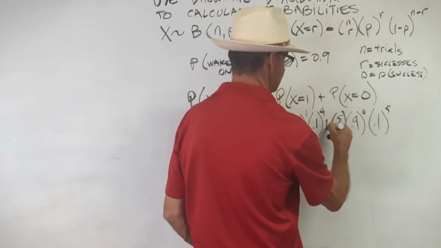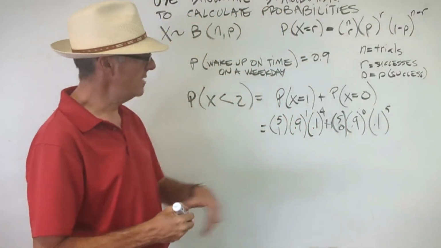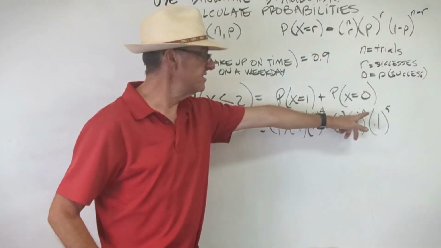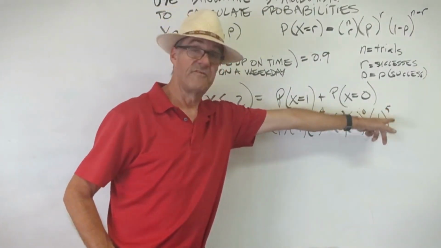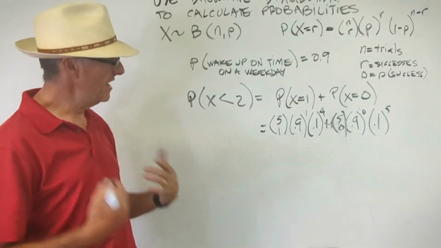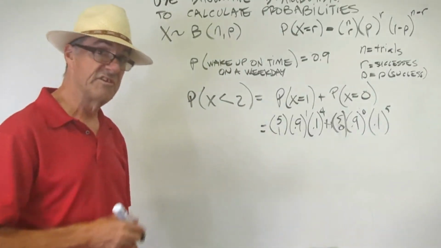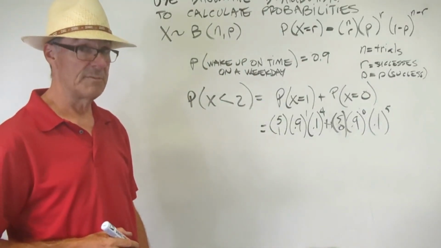That's a plus. Okay, so here's our combinatorics for that one: 0.9 to the 0 power and 0.1 to the 5th power. Now, if you haven't gotten further than this, pause the video and find that probability.